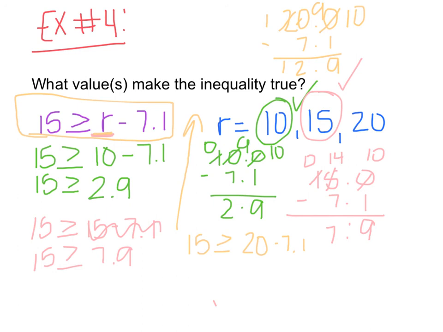And then let's just see if that's true. We would have 15 is greater than or equal to 12 and 9/10. And yes, 15 is greater than 12 and 9/10. So all three of those are solutions, 10, 15, and 20.